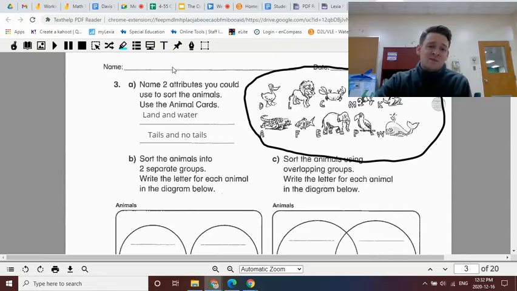In this question, it says name 2 attributes you could use to sort the animals. So we've got some animals, I think we have 10 of them. And think about different ways you can sort them. You could think about land and water, tails and no tails, big, small, 4 legs, 2 legs. There's lots of ways you can sort animals.